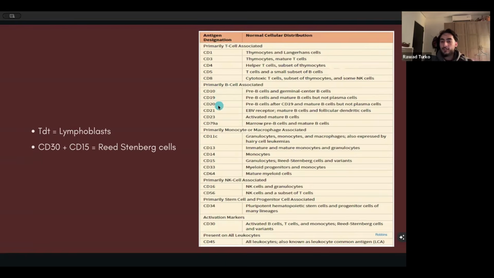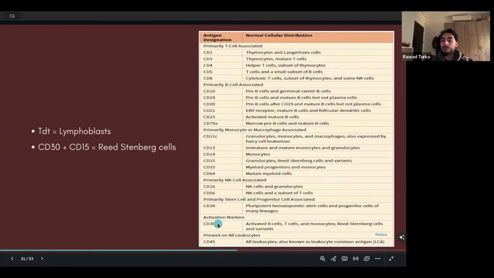Okay, CD19 and 20, you're pretty much going to see them in all mature B cells. Okay, but not plasma cells. CD33, they're myeloid progenitors and monocytes. Okay, remember our vignette for I think AML was positive for CD33. Okay, so that's myeloid progenitors. CD16 and 56 are for NK cells. CD30 is for Reed-Sternberg cells, which we're going to talk about in a minute, in addition to CD15.